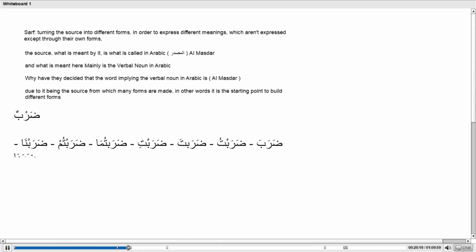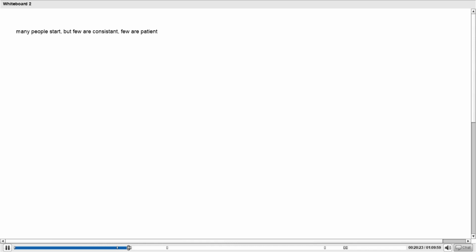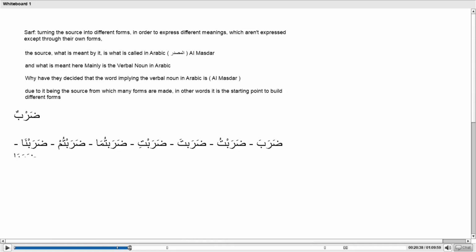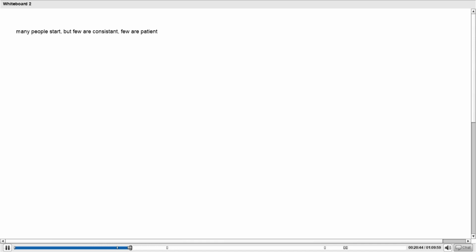Okay, going back to the world of Sarf again. Now let's break it down, inshallah. The second part, it says here, Sarf: turning the source into different forms. The word forms, what does it mean? What does it include? It includes four things. First, it includes the number of letters.